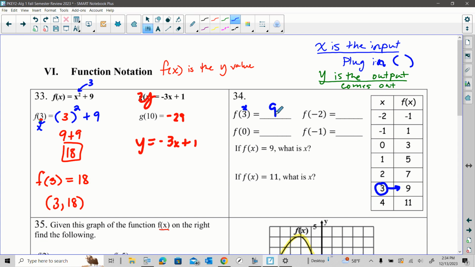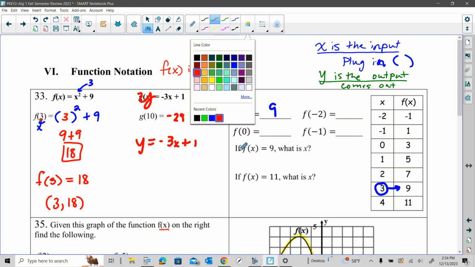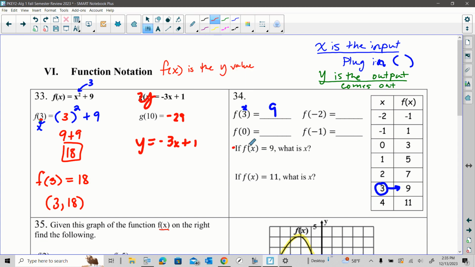Now, on this next set down here, where it says if the function equals 9, remember f of x is y. So if I know the y value is 9, what is the x? We're working backwards here. Well, we already did that one. Let's look at this one. What is the x when the function is 11? I look on the table, I find that 11, and then I see what the x is there. So here x would equal 4. Now, if the numbers are not in the table, then we have to say it does not exist, because we have to get our answer out of the table that's given.